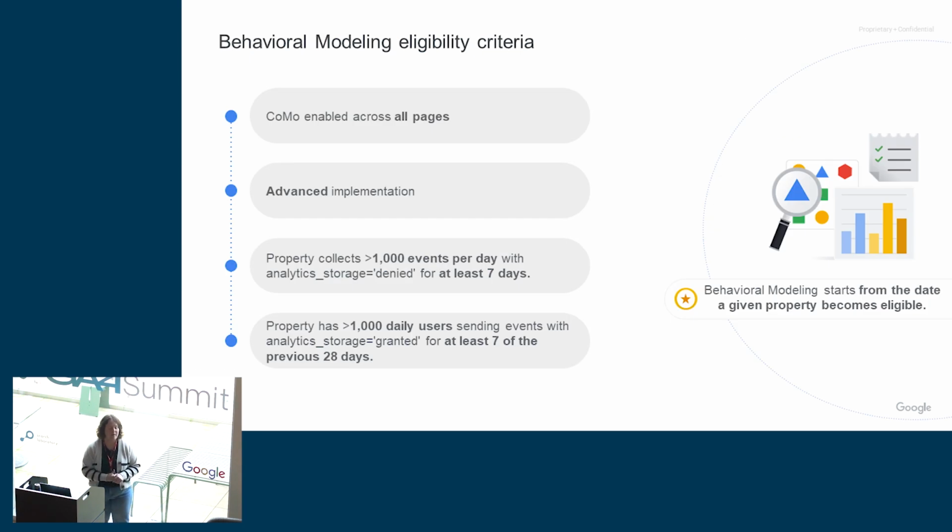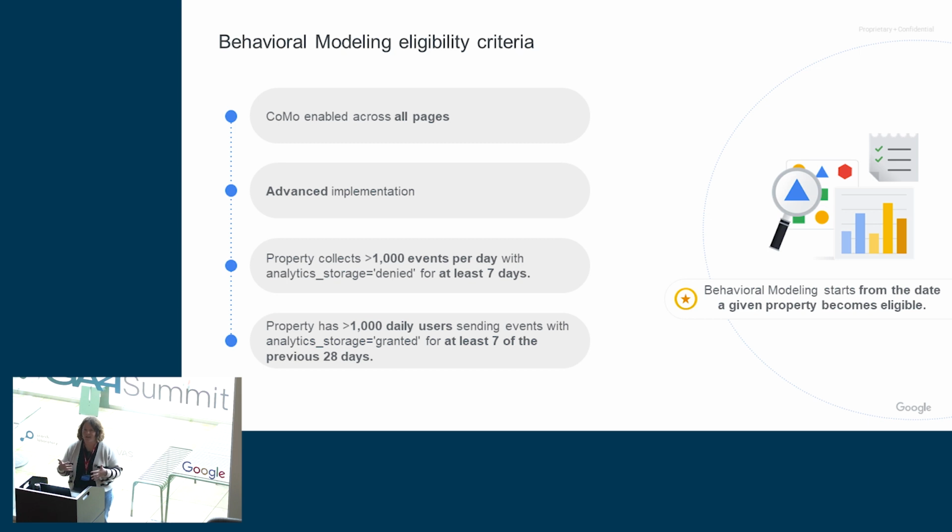And so to be eligible for behavioral modeling, what is it you need to do within your Google Analytics account? So first of all, you need to have consent mode across every single page on your site. You also need to have that advanced implementation. So if you remember before when we spoke about basic and advanced, basic doesn't send those cookieless pings. So we have none of those random events to model in the first place. So this has to be an advanced implementation of consent mode. And then there are just some thresholds as to how many events you need to be sending with that cookie storage denied, and also how many users you're coming through with that are consented, so that we've got that baseline of data to model from.